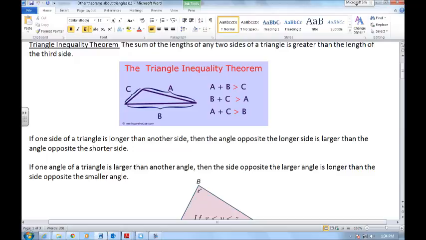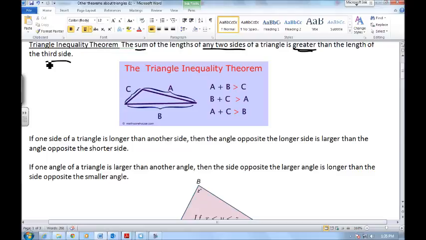Okay, so the first theorem is the triangle inequality theorem. The triangle inequality theorem says the sum. Susanna, what does the word sum bring up in your head? What mathematical operation do we think of when we see sum? Addition. Yeah. So we're going to be adding the lengths of any two sides of a triangle, and that will always be greater than the length of the third side.